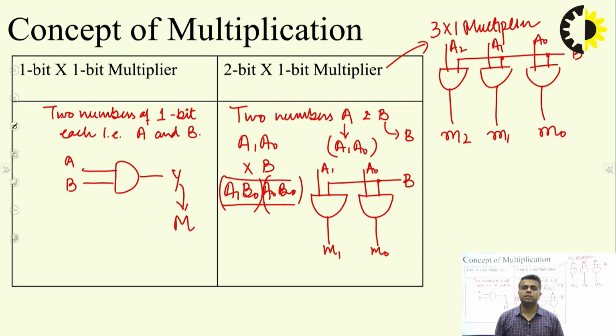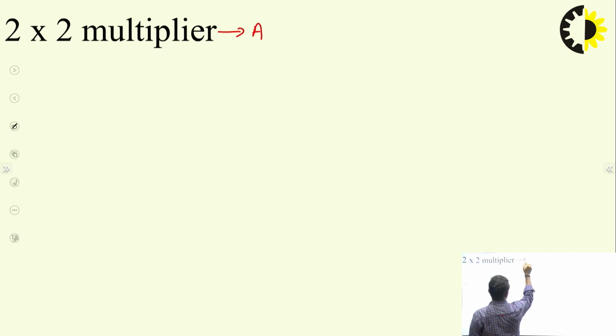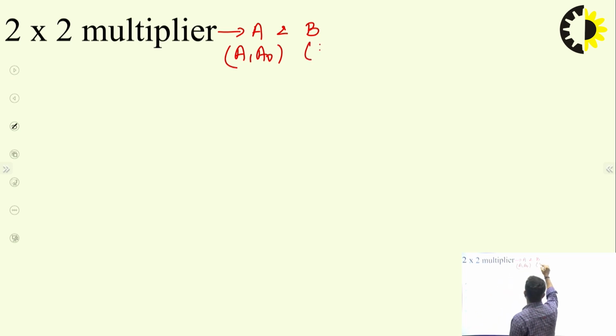Similarly, as long as the second operand is of 1 bit only, we will require only AND gates to perform the multiplication, and these are very simple circuits. But as soon as both numbers are of 2 bits, complexity starts to increase. So let's understand the concept of a 2 cross 2 multiplier now. There are two numbers A and B, and this time A is of 2 bits, A1, A0, and B is also of 2 bits, B1 and B0.